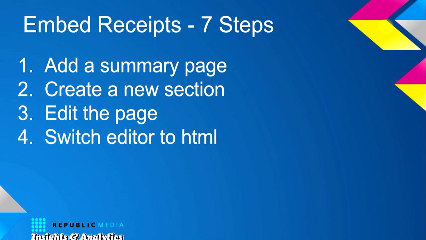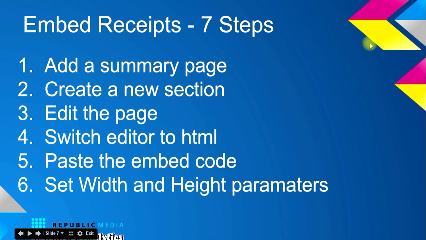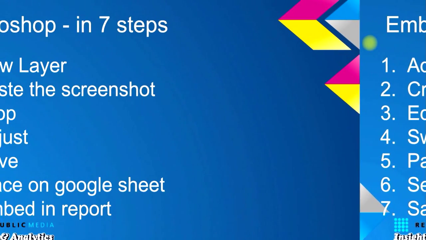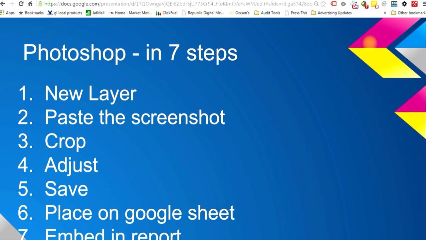We switched it from the editor to HTML. So we went from the WYSIWYG to the HTML editor, and we pasted the embed code in. We set the width 100%. We set the height parameters, and then we saved. And that's it. There's 7 steps to embedding. Well, let's take a look at Photoshop and see what we can do there. I'm going to escape out of those.